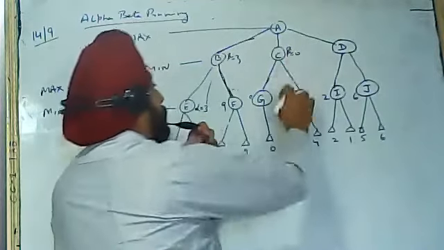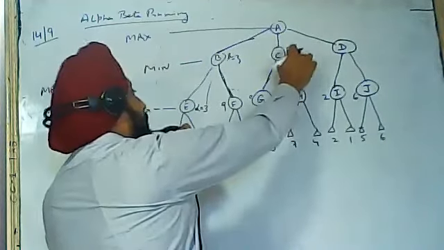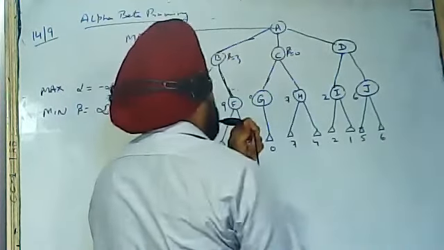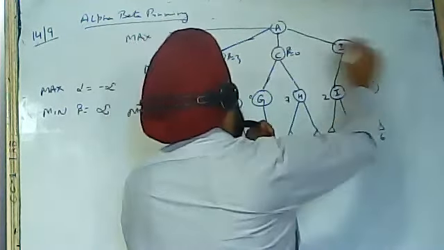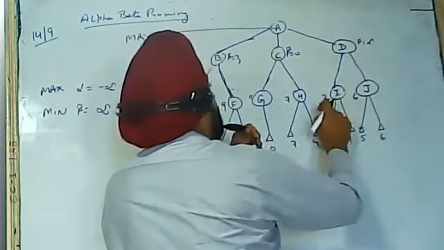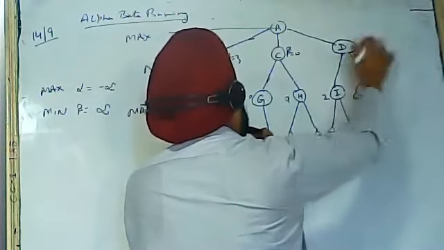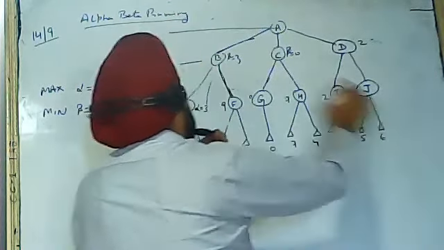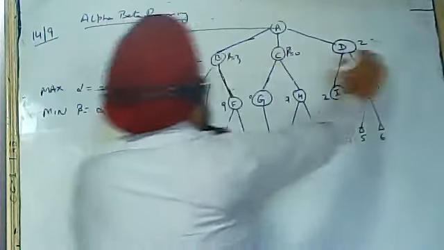7 and 0. So 0 is better for minimum. Less than 7, so it will remain 0. Coming to this side, here also beta is infinity. So here it will give 2. Yes, 2 is better. And 2 and 6. So 2 is already better than 6. Now this level is also completed.